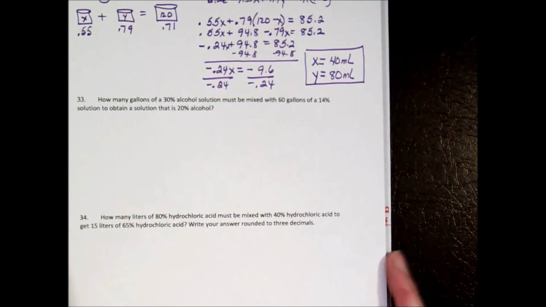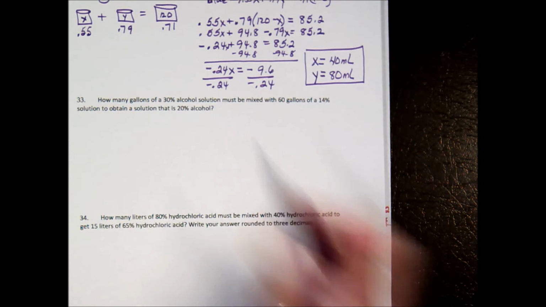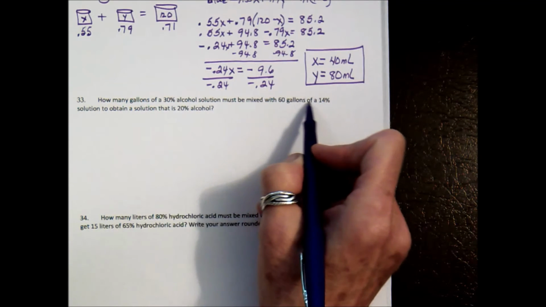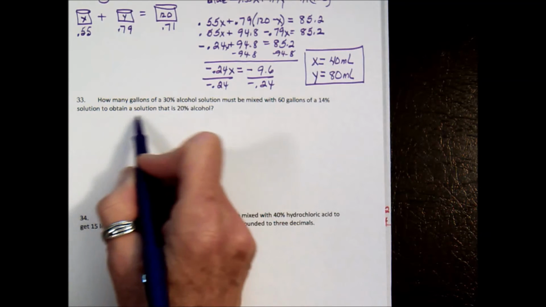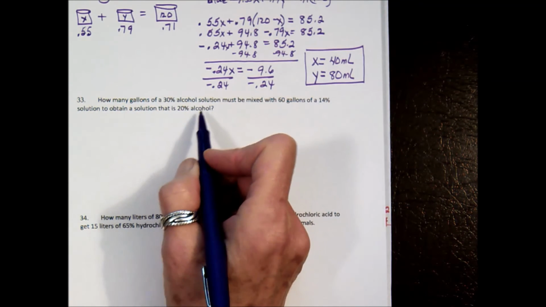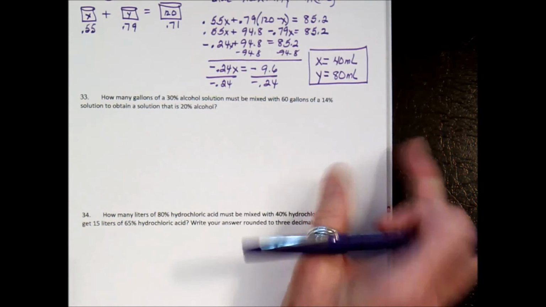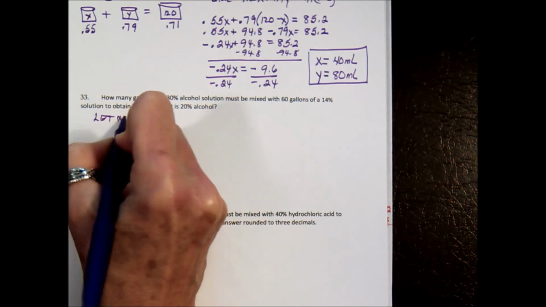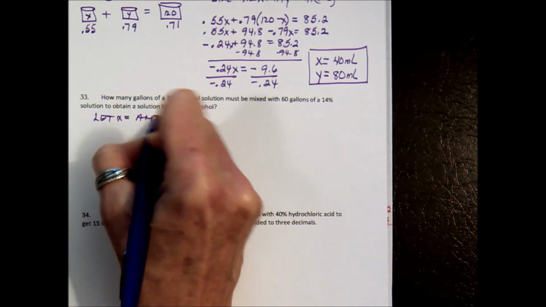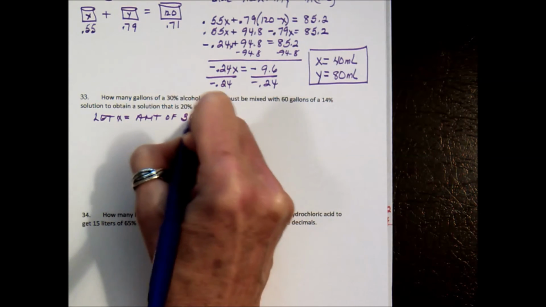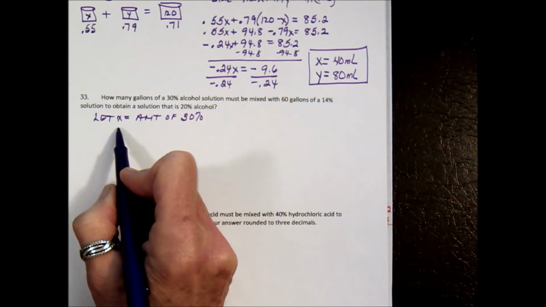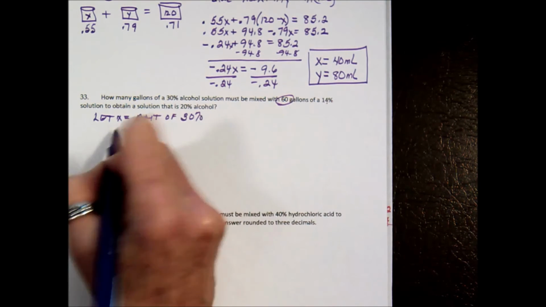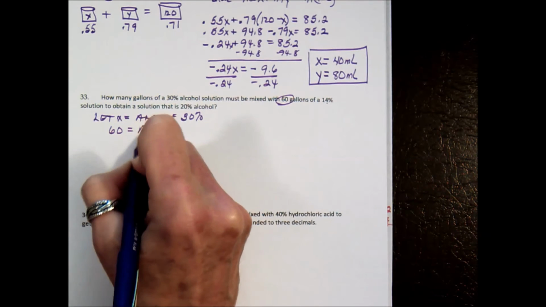How many gallons of 30% alcohol solution must be mixed with 60 gallons of 14% to obtain a solution that is 20%? So this is like the other ones on the other page. So I'm going to say, let x equal the amount of 30%, but I don't need to say that y is the amount of 14% because I know how much it is.